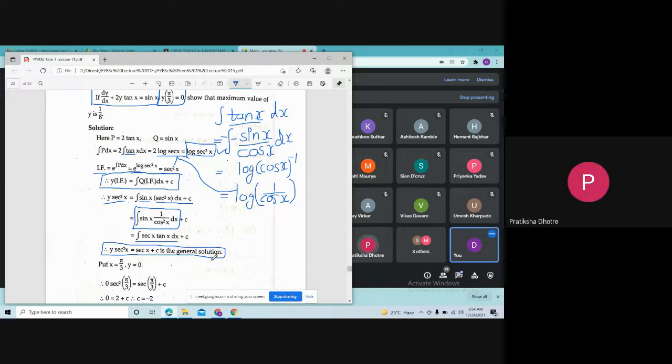Yes, sir. Now observe, the initial condition is given to us, which is y of pi by 3 is 0. What do we mean by y of pi by 3 is 0? What is x? What is y? Sir, x is pi upon 3 and y is 0. So put these two values in this equation and get the value of c. So what is sec pi by 3?